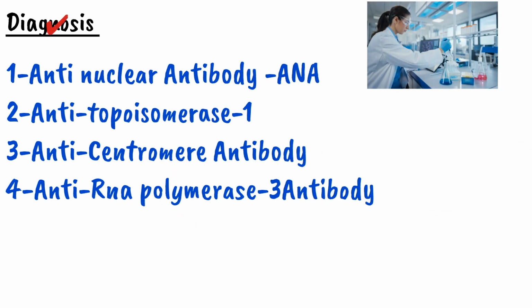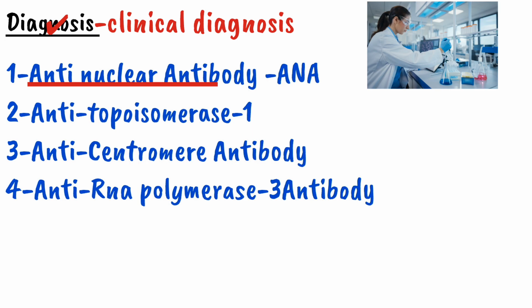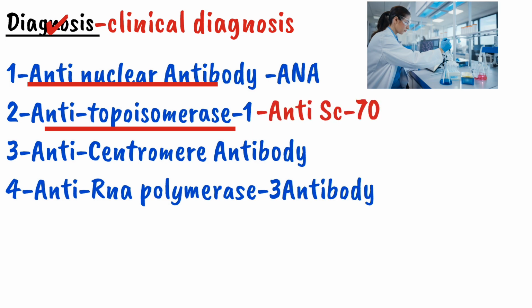Scleroderma is usually a clinical diagnosis, but apart from clinical feature, we can perform certain lab tests. The first one is the anti-nuclear antibody test. It is usually performed, it is highly sensitive, but it lacks specificity because it is present in other autoimmune condition. Apart from this, the second one is the anti-topoisomerase 1 antibody. This test can also be performed. This is also called as a anti-sclerodermal 70, and is the most specific for diffuse form.